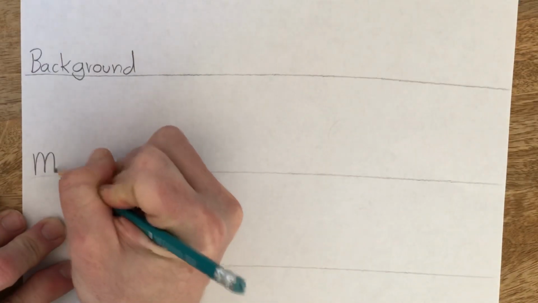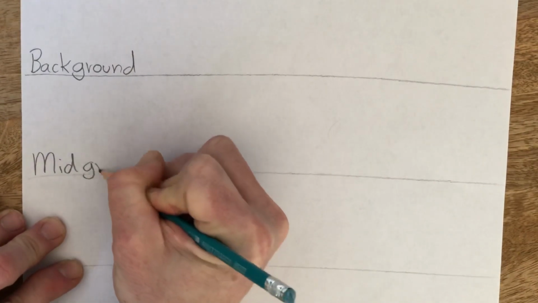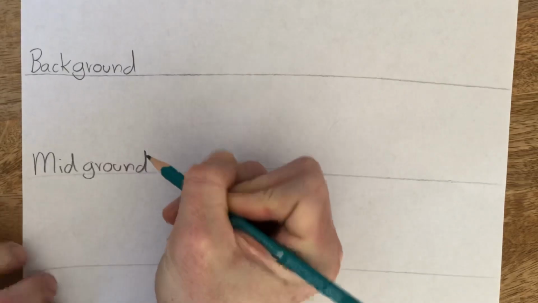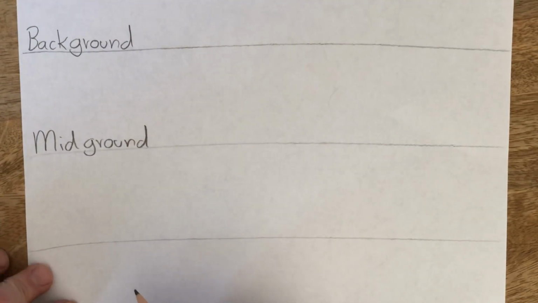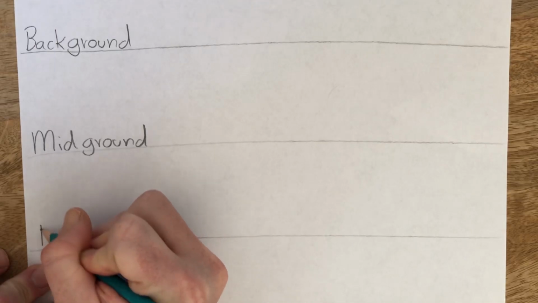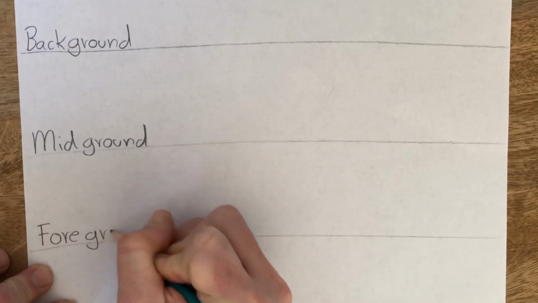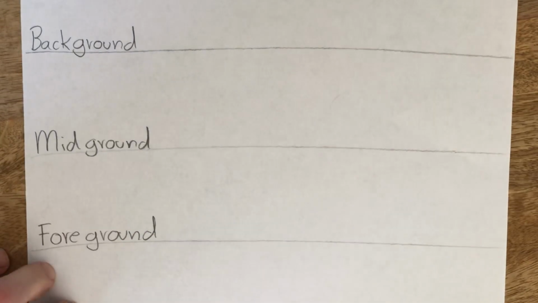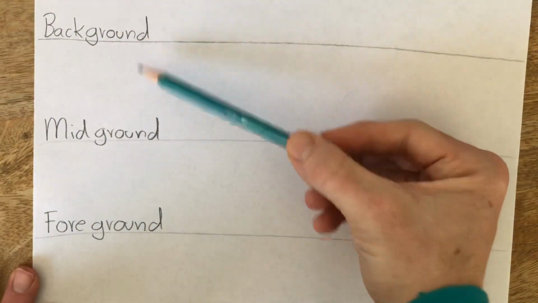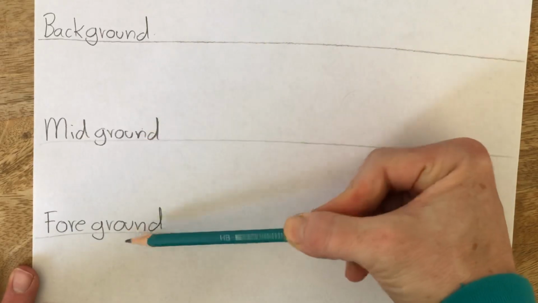Then on the middle line, I'm going to write the word midground. And at the bottom, I'm going to write the word foreground. You'll notice there's one part of each of these words that's the same. Ground, ground, ground.